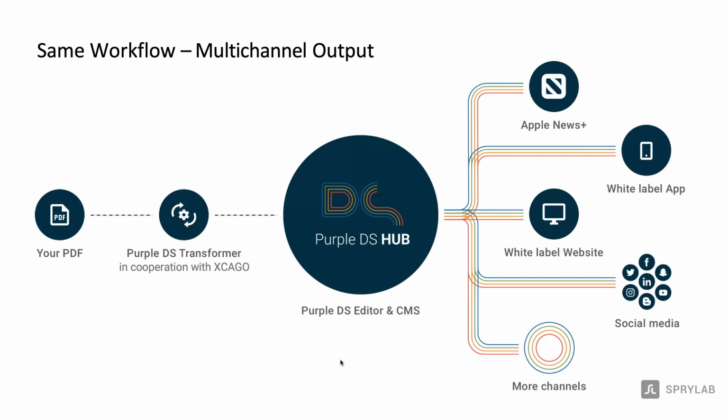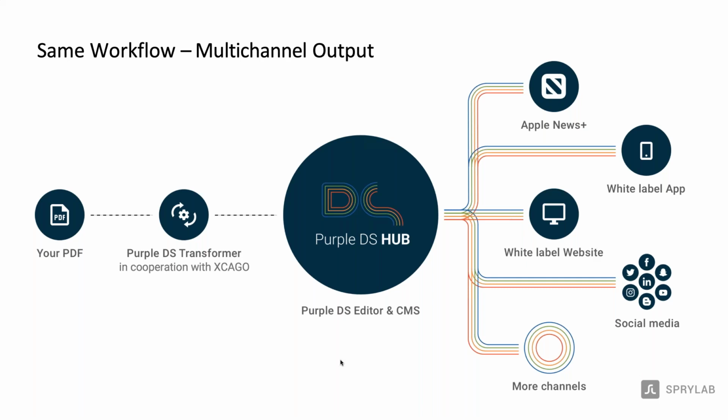Of course, when we're looking back at what you've done in the Purple.ds hub, we have the content in the hub and you animated everything, then it's a really nice idea to not only use it in the Apple News Plus channel, but also to publish what you've done to your white label app and your white label website, so that you have all the animation, all the effort you've done, in all digital channels. And the hub can also publish the content to your social media channels and even more channels. So we have Alexa connected, so that Alexa can read your articles and so on.